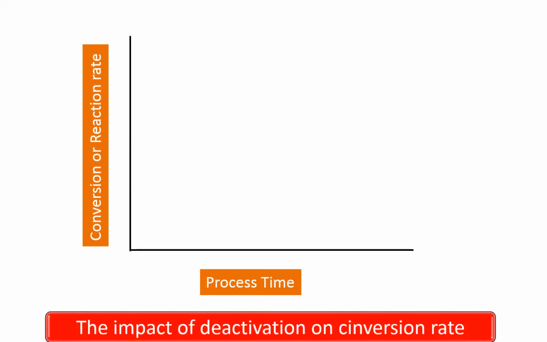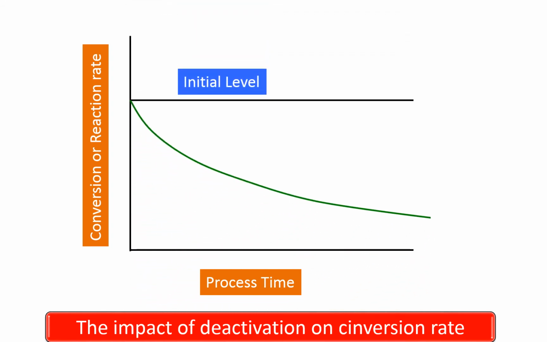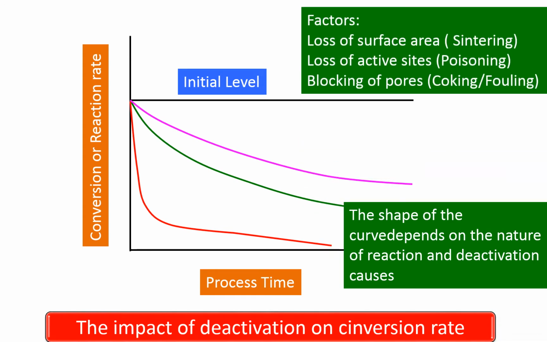This graph illustrates how the reaction rate decreases with process time due to deactivation of the catalyst. Activity drop causes the reaction rate to decrease. The shape of the curve is different for different deactivating causes: loss of surface area, loss of active sites, or loss of activity due to blocking of pores due to coking and fouling.